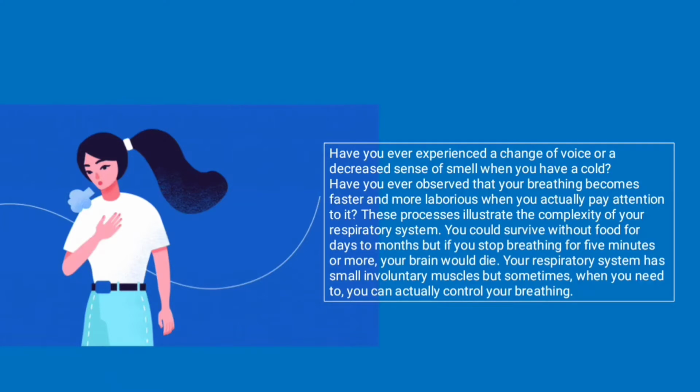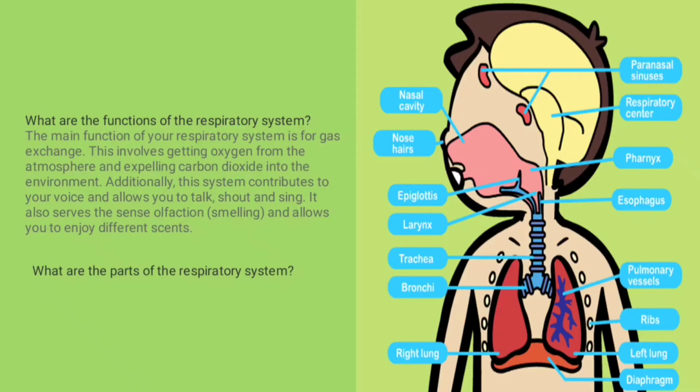You could survive without food for days to months, but if you stop breathing for 5 minutes or more, your brain would die. Your respiratory system has small involuntary muscles, but sometimes when you need to, you can actually control your breathing. What are the functions of the respiratory system?